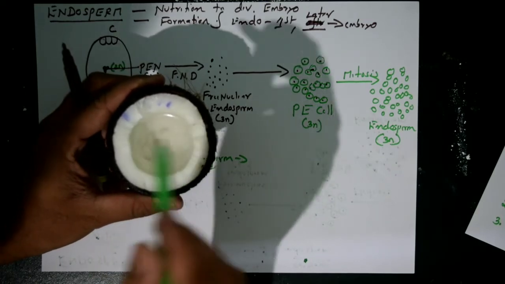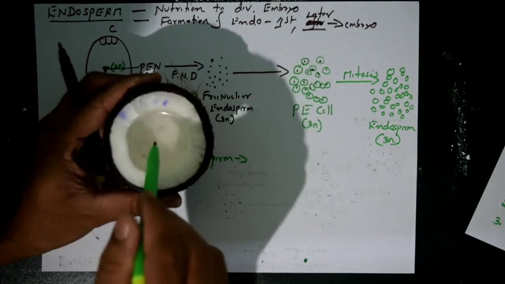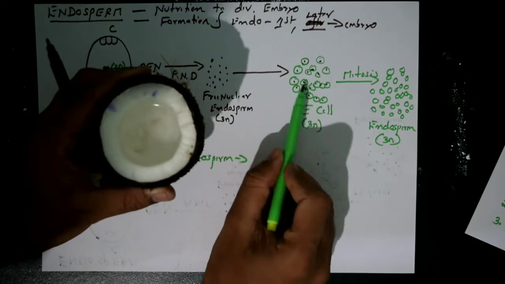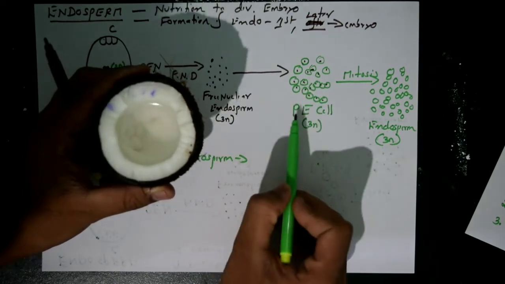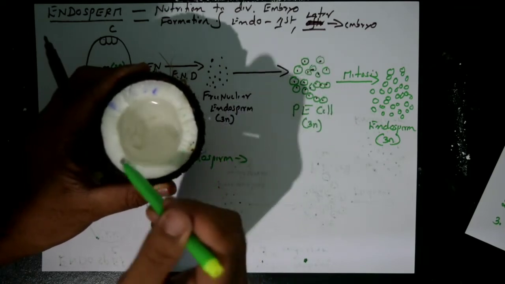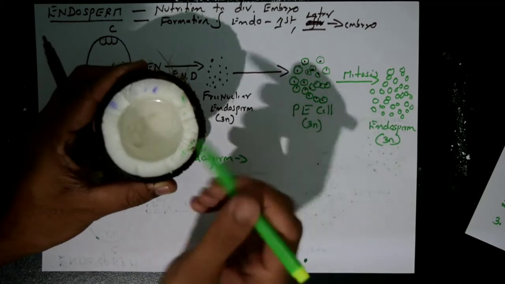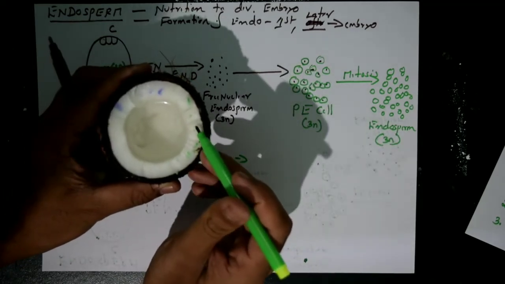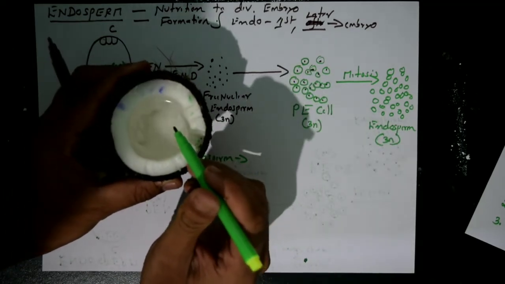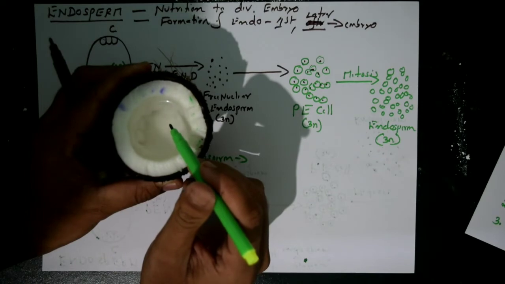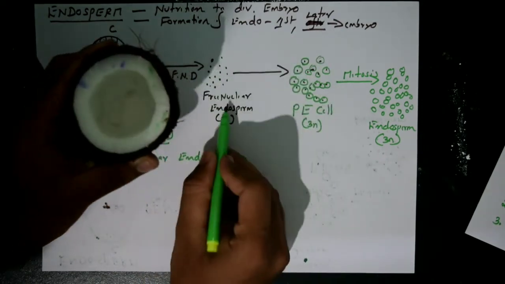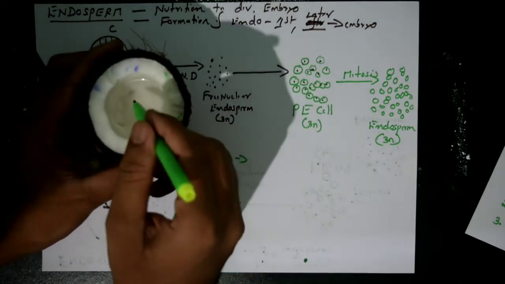As the coconut matures, what happened? The free nuclear endosperm undergoes this particular stage, that is for producing primary endosperm cells. See, these are all the primary endosperm cells. Ultimately the primary endosperm cells make the endosperm. So this white thing in the coconut is called the kernel, and the liquid, the water, is actually the free nuclear endosperm.